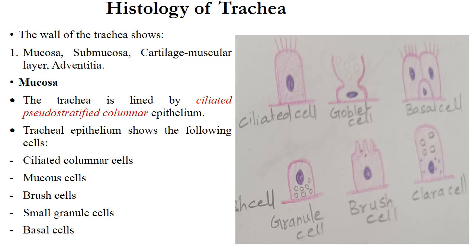First we will see the mucosa. So mucosa has lining epithelium and lamina propria. Trachea is lined by ciliated columnar pseudostratified epithelium, and the epithelium shows various types of cells. We have ciliated columnar cells. They extend along the entire thickness of epithelium. They are most abundant. They are having short hair-like projections of cilia which propel the mucus, and they trap the particles towards the pharynx and they protect the lungs.